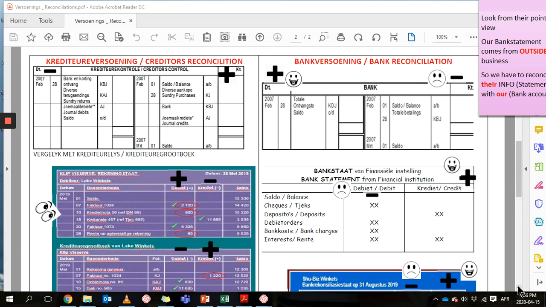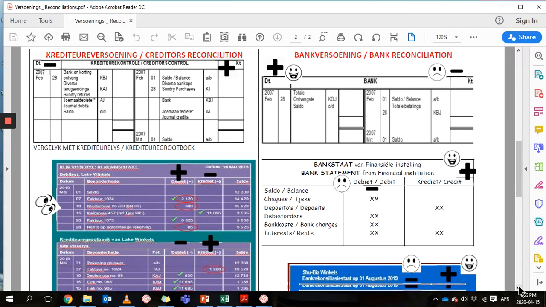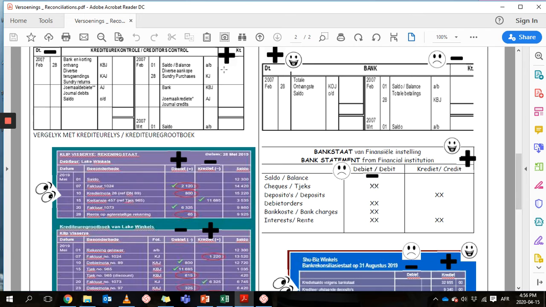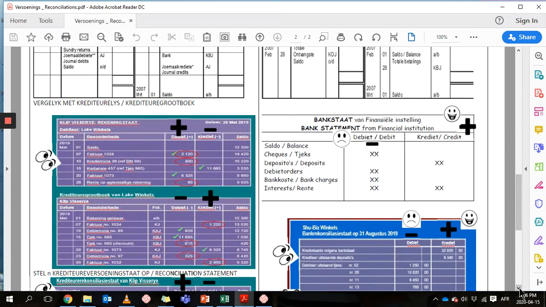So if I look at the creditors recon, you will see you have your creditors control account. Obviously that is your positive side and that's your negative side. If you look at your creditors ledger, that is obviously the same because that is info that we set up, a ledger account that we set up. Then we receive a statement from them. The statement from them is the other way around. So debits is then the increase part and credits is the negative part.